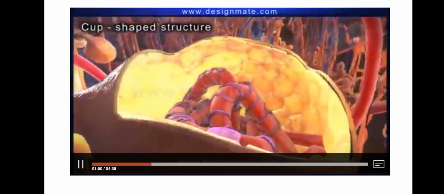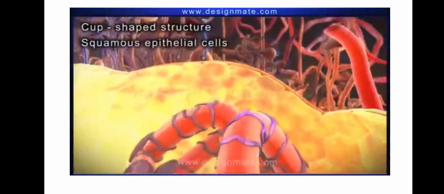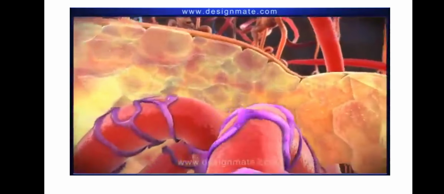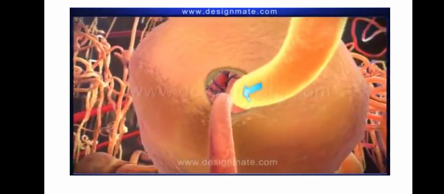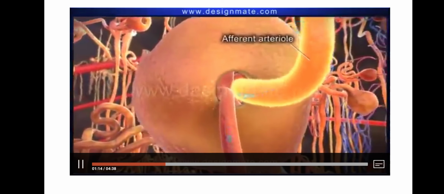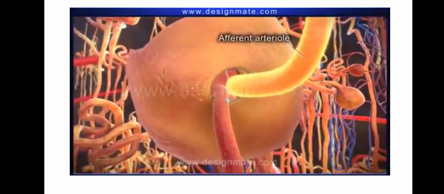It has a layer made of squamous epithelial cells. In the cavity of the Bowman's capsule, there is a bundle of capillaries known as the glomerulus. The blood vessel entering the Bowman's capsule is known as the afferent arteriole. What is the afferent arteriole? Afferent means entering, an artery.